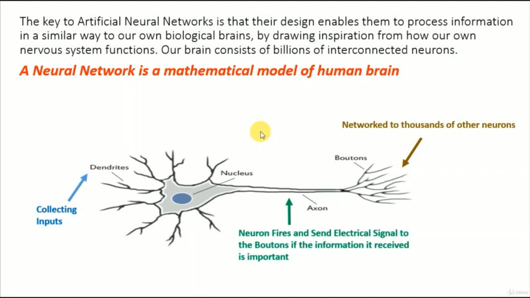When it fires up, it sends an electrical signal to the boutons. Now these boutons basically pass the output to thousands of other neurons. So that's how it works. You receive some inputs, and if these inputs are important for the specific task, then this neuron sends another output to the boutons, which are networked to thousands of other neurons. So that's how the information is passed throughout the brain.